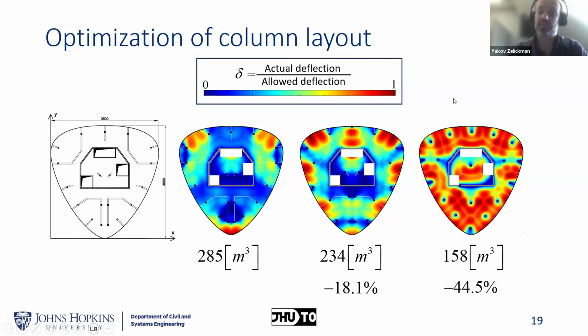Next, we released these constraints and allowed the optimizer to move the columns freely, and sure enough, we got much better results, with a 44% reduction in concrete volume, and most of the points actually reach the allowed deflection there. So we see that if we increase the freedom of optimization, we get more and more savings.